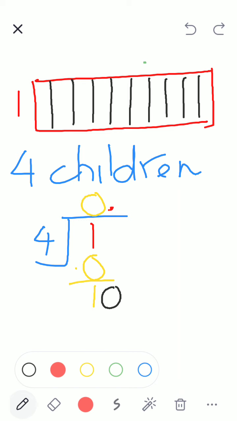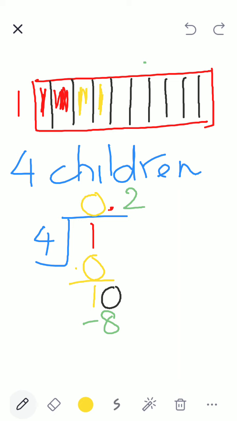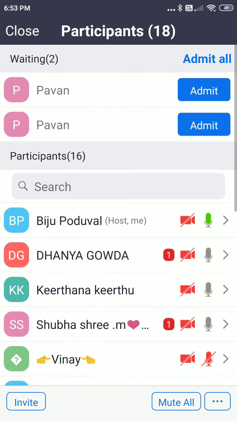How many will each get? Yes, 4. So 4 twos are 8. So this one will go to one child. This one will go to second child. These two pieces, correct? These two pieces will go to the third child, and these two pieces will go to the fourth child. Clear?